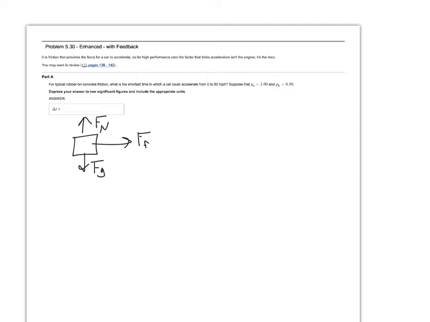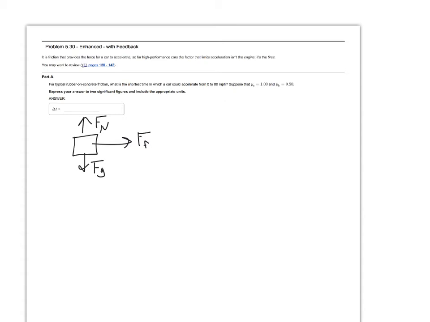There's two ways I think about this. Number one, when the tires are spinning, they're rotating in such a way that they're pushing backwards on the road. And we know from Newton's third law that if the tires push back on the road, the road is going to push forward on the tires and therefore push forward on the car.